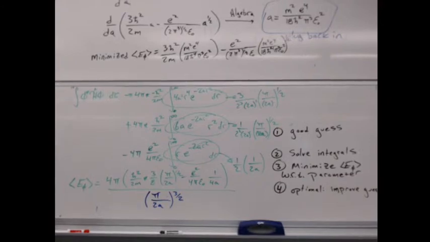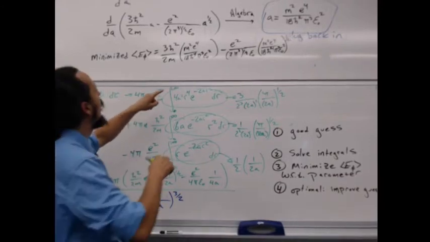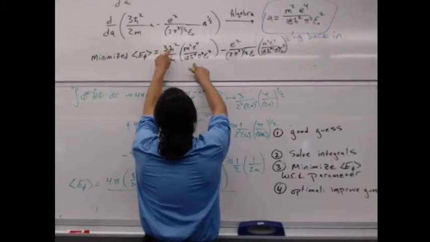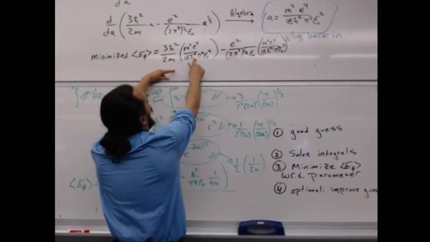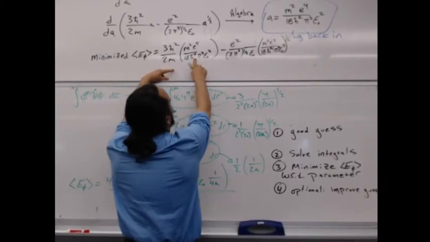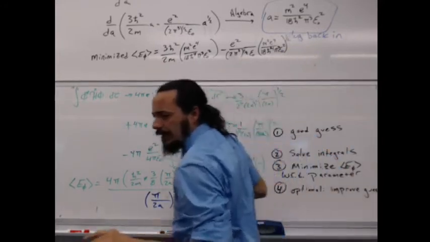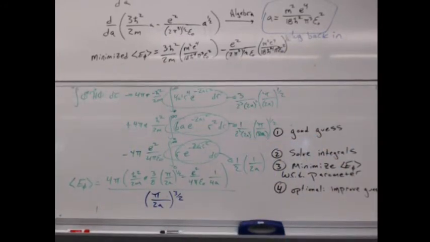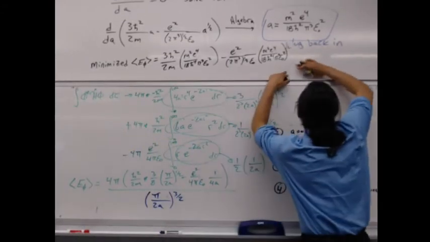Question? Should that be an h bar to the 4th or squared? Which one? Right, the one on the bottom. That's a 4th. The one in the a when you solve for it, that's a squared. Did I write down the wrong thing? I wrote down the wrong thing. This should be h bar to the fourth.